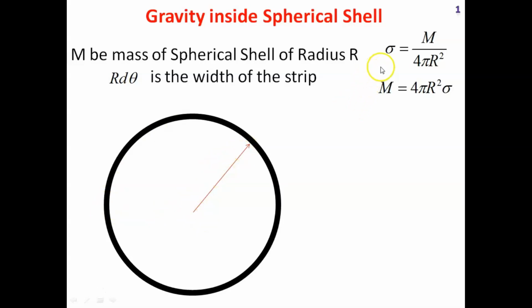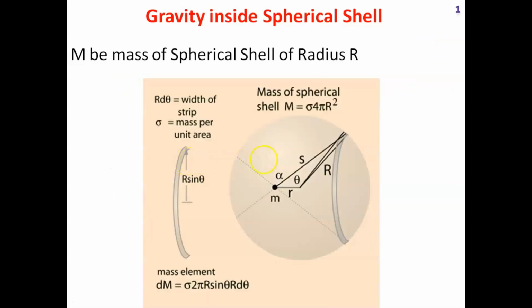The density in terms of area, sigma, is equal to m upon 4 pi R square, where 4 pi R square represents the area of the spherical shell of radius capital R. Let R d theta represent the width of the strip. Now let us consider a small mass m being present inside the spherical shell, and we are considering the shell element of the strip as appearing in the diagram.